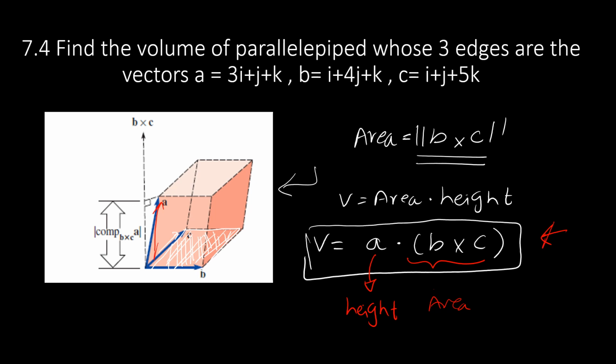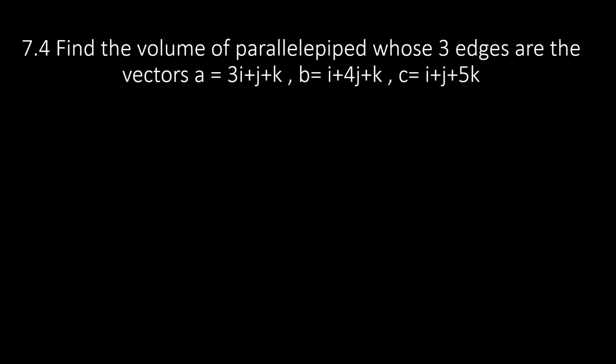Now let's do a problem of this. Like I said, the formula is simply A dot product with B cross C, but this is simply the determinant of these vectors, the determinant of a 3 by 3 matrix. So let's set up the matrix. I'm going to write the formula at the top just so I don't run out of space.